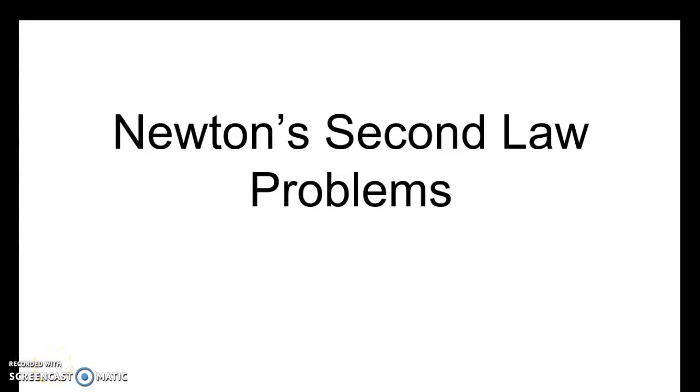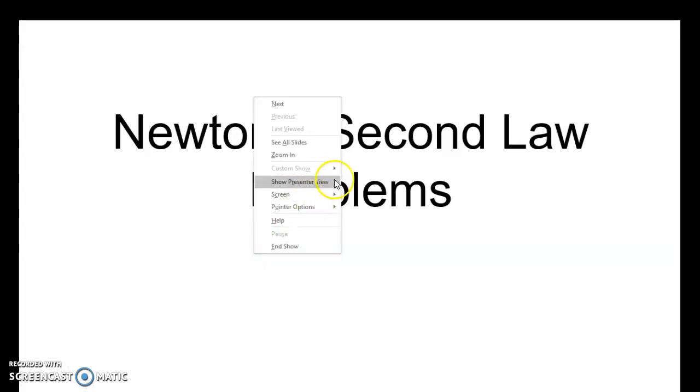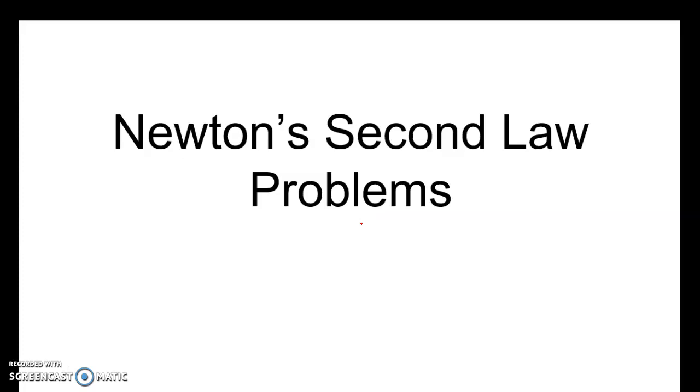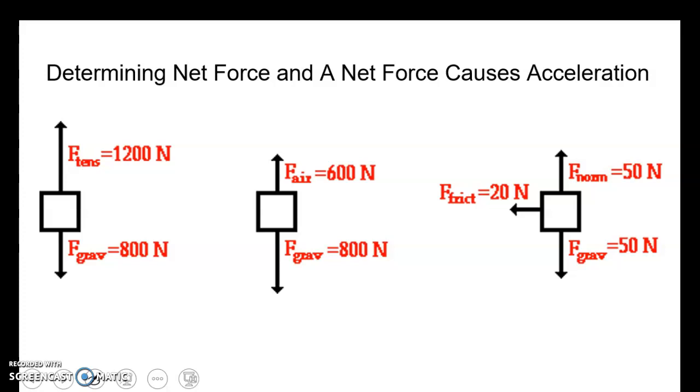With this video, we're going to look at second law problems and how to solve them. When we draw a free body diagram and we identify the different forces acting on the object, for example, here we have a tension force on a string of 1200 newtons and a gravitational force of 8 newtons.